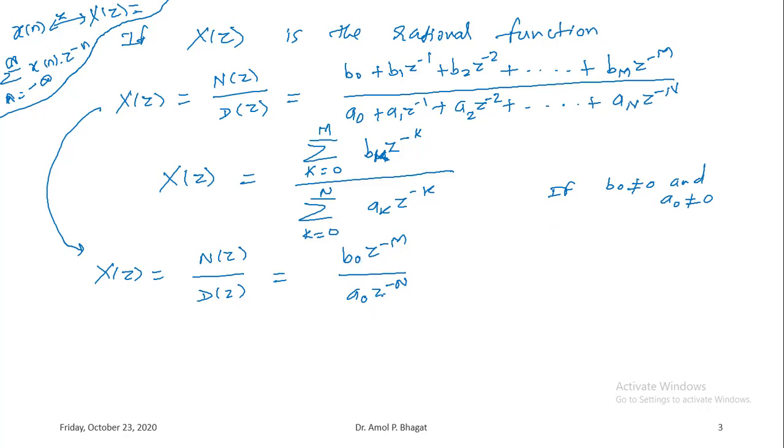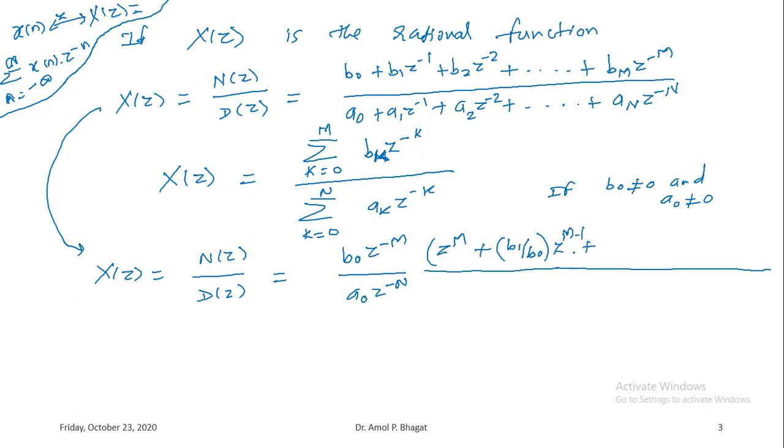So if we take b0 z to the power minus m and a0 z to the power minus n common from the numerator and denominator, what will remain in the numerator? In the first term we have taken b0 and z to the power minus m common, so it should have z to the power m there. If you multiply b0 z to the power minus m with z to the power m, then z to the power minus m plus m is z to the power 0, which is 1, and only b0 will be there. Similarly, the next one will be b1 divided by b0 into z to the power m minus 1.